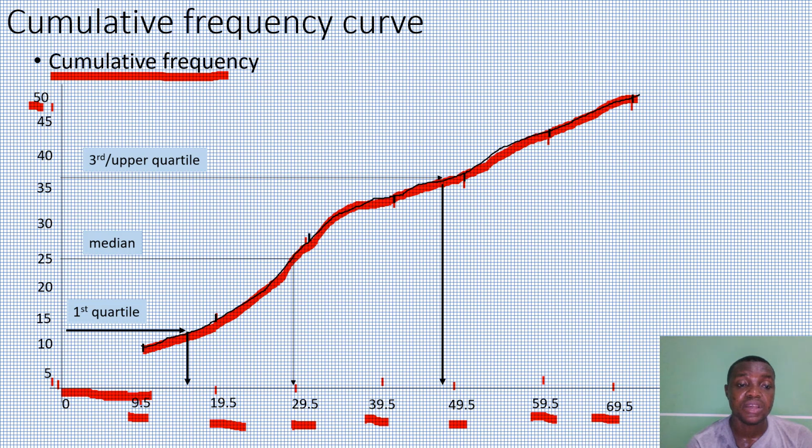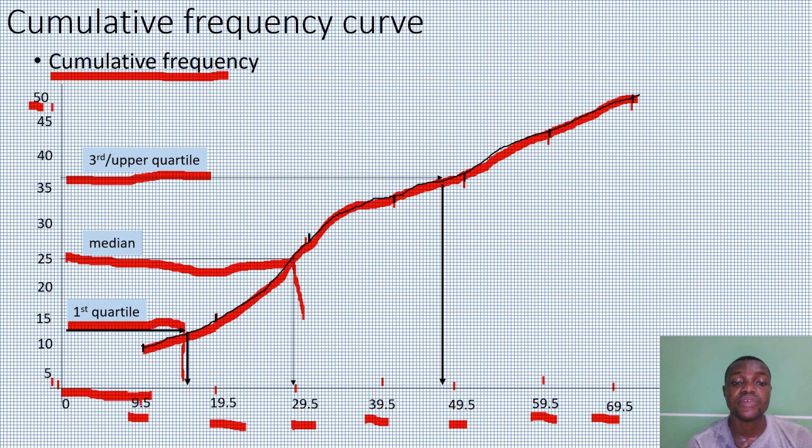As you see, we have the first quarter. We calculate for the first quarter, then read your answer. Then this is the median. Calculate for the median mark, then you come and read your answer. Then the third quarter or upper quarter, you calculate for it, then you read your answer. Let's look at how you read it.